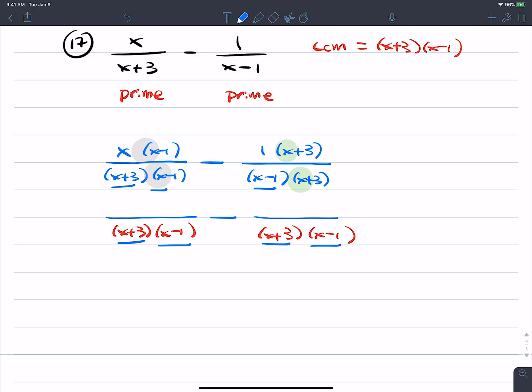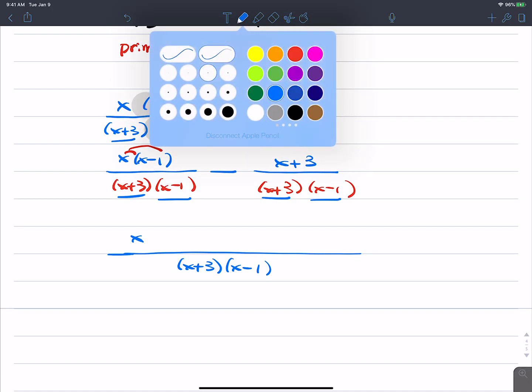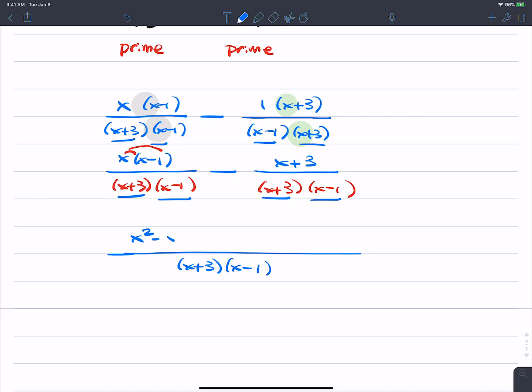So now this is just like the LCM. So we'll have fractions that are like. We'll have x times x minus 1 minus 1 times x plus 3, x plus 3 times x minus 1 in the denominator. And we're going to have to distribute here. And we'll get x squared minus x minus, in parentheses, the x plus 3.